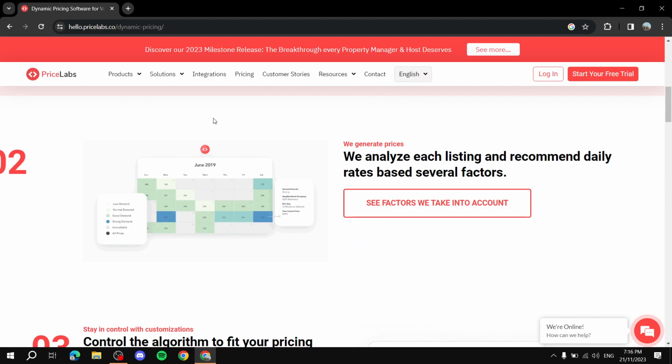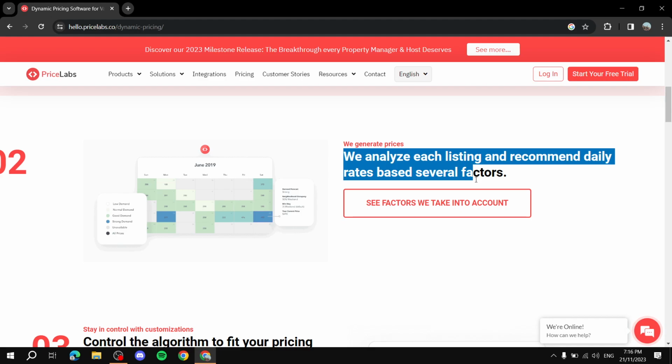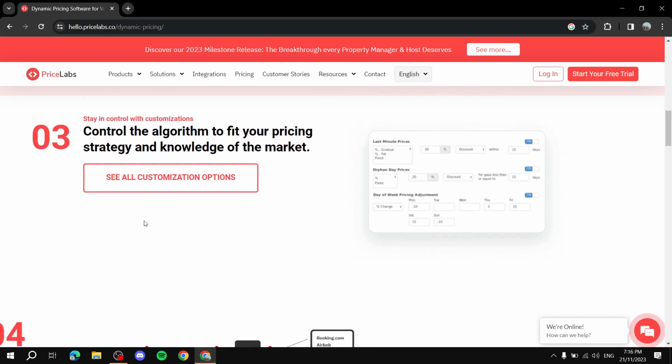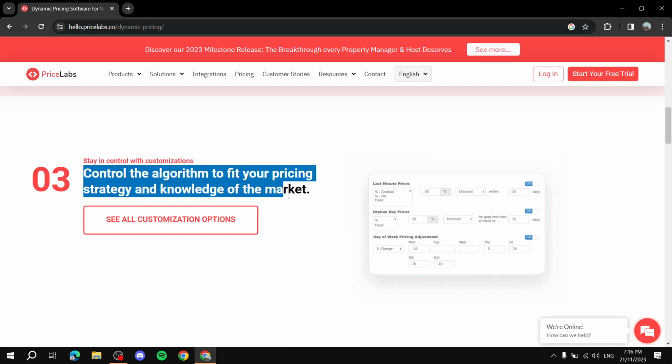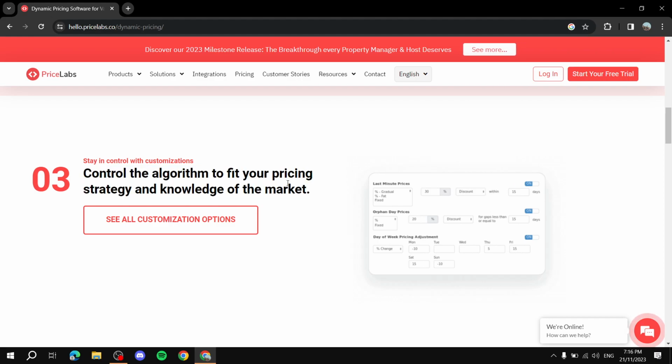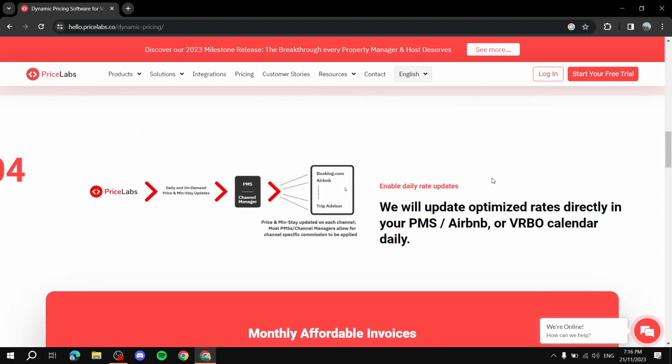The second thing, they will do the analysis and everything when it comes to data like holidays, trends, and these different factors, like they say here. They generate the prices by analyzing each listing and recommending daily rates based on several factors. And then you can control the algorithm to fit your pricing strategy and knowledge of the market. So basically, like they say here, you stay in control.